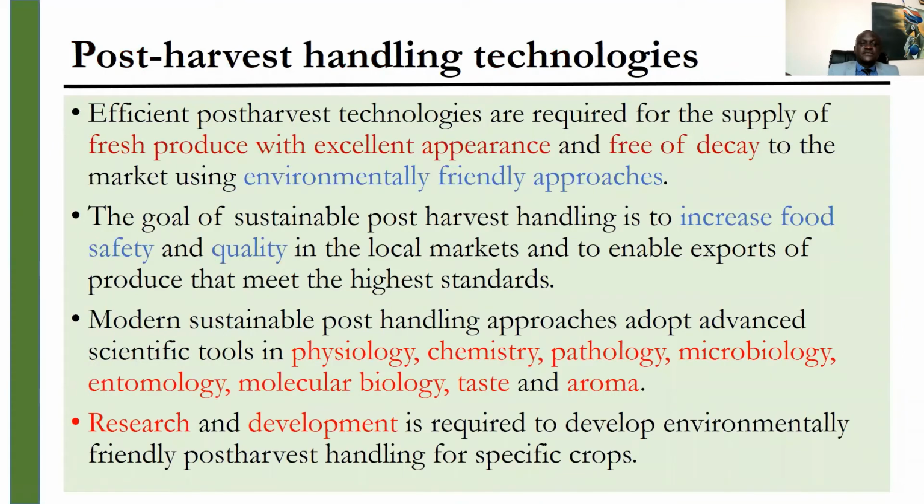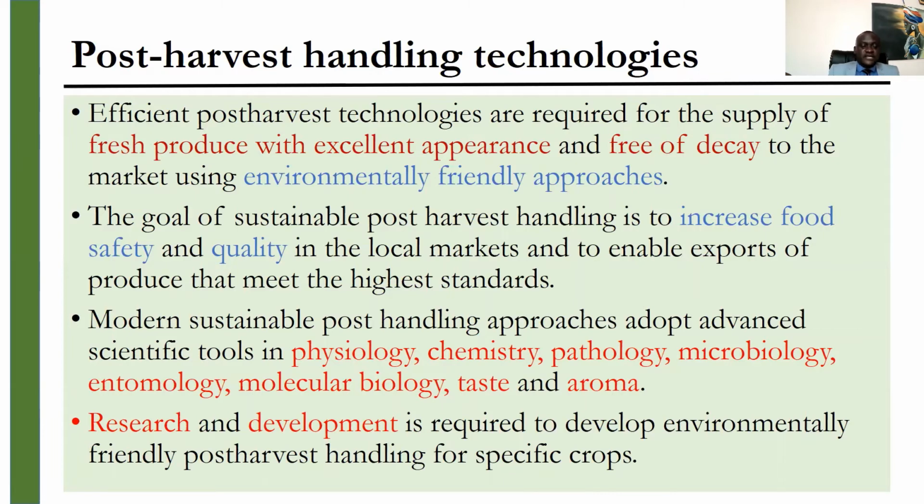Now, the last component we look at, of course, is post-harvest handling technologies. And here, we need to note that efficient post-harvest technologies are required for the supply of fresh produce with excellent appearance and free of decay to the market using environmentally friendly approaches. And the goal of sustainable post-harvest handling is to increase food safety and quality in the local markets and to enable exports of produce that meet the highest standards.